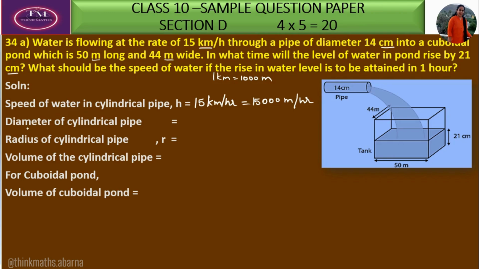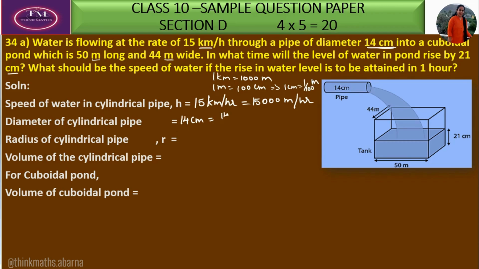Now what is the diameter of cylindrical pipe? Diameter is given as 14 centimeter. So 1 centimeter equal to how many meter? We have to divide by 100 because centimeter is smaller than meter. So 1 meter equal to 100 centimeter. So 1 centimeter will be equal to 1 by 100 meter.